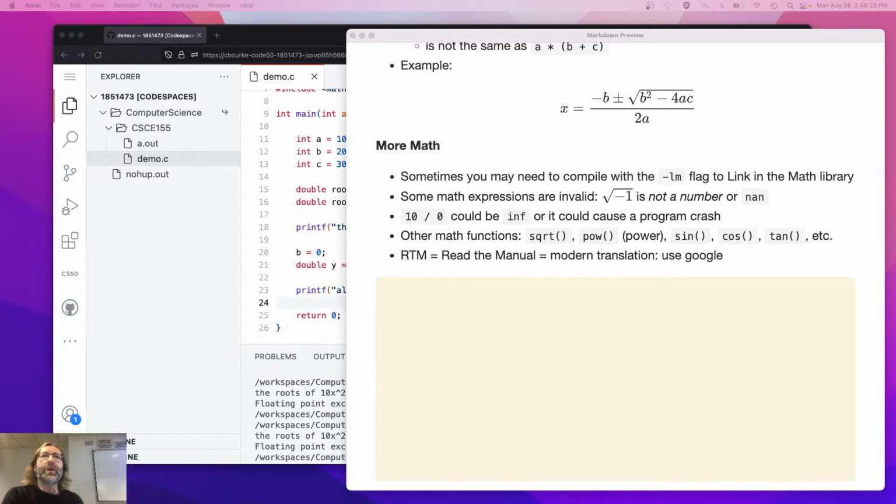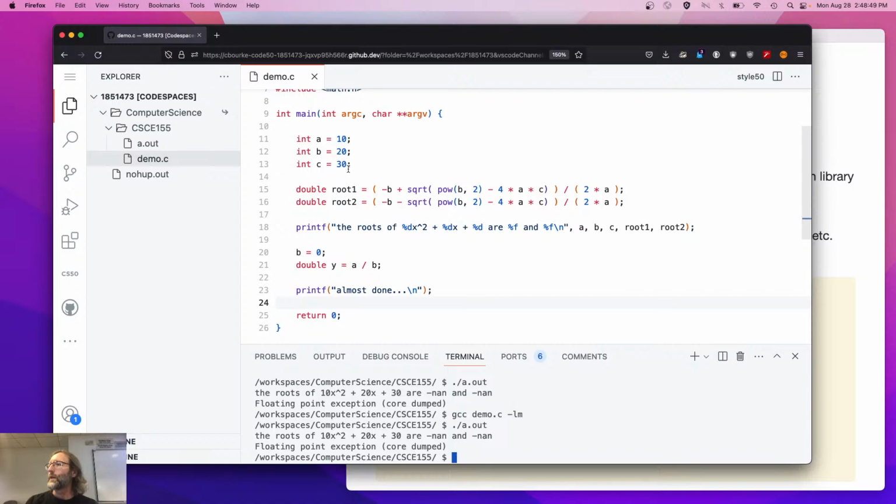So what is the two-argument arc cosine or arc tangent function? What is the natural logarithm, et cetera? You just search for C math library logarithm, and you'll come up with the documentation. RTM. Read the manual. Okay, all right. This is good for now. Any questions so far?